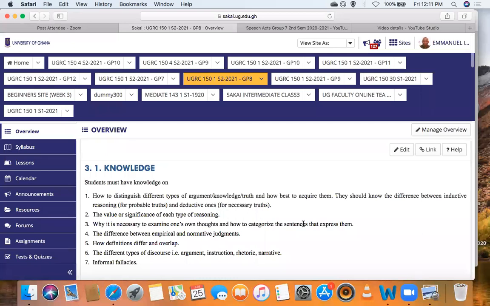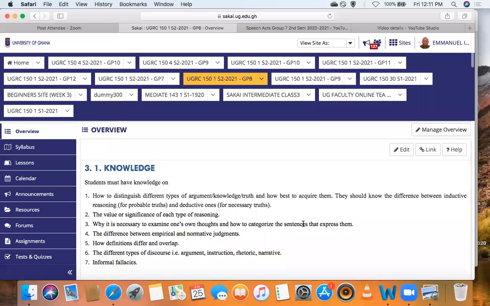And we get accurate in our meanings by providing accurate definitions of concepts and ideas and phenomena. That is why definitions play a very important role in critical thinking.